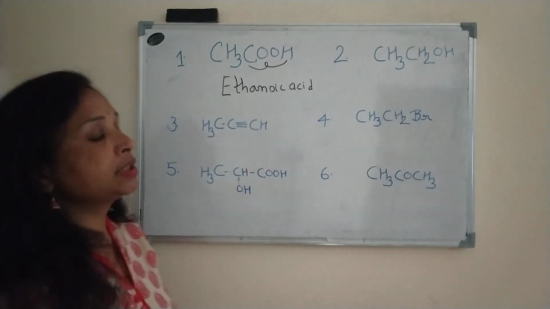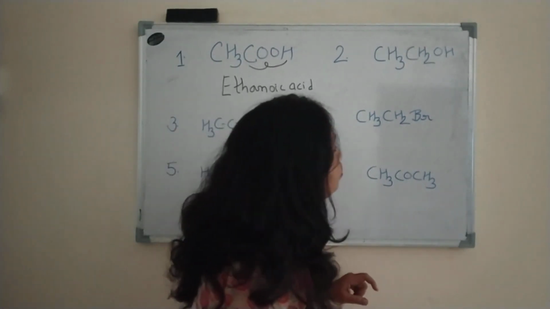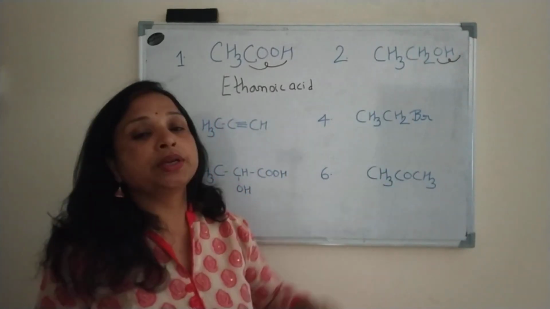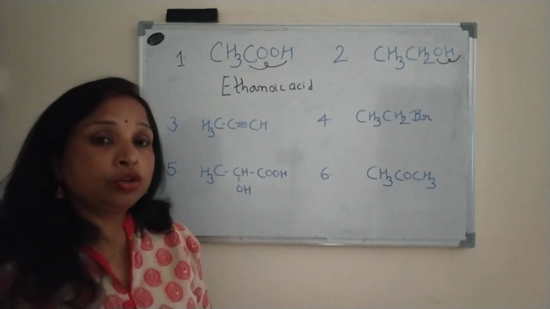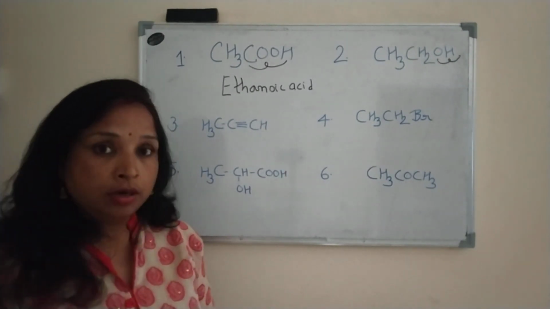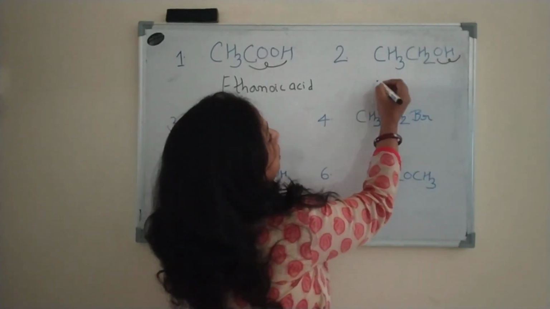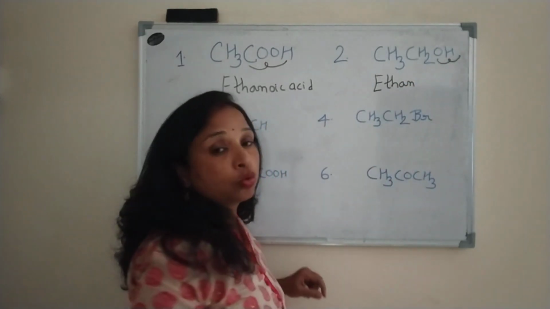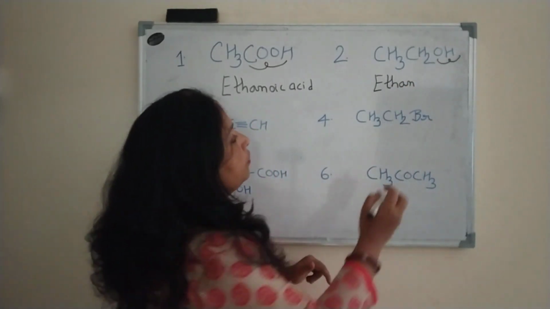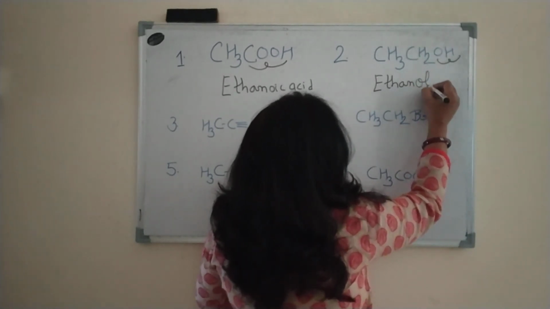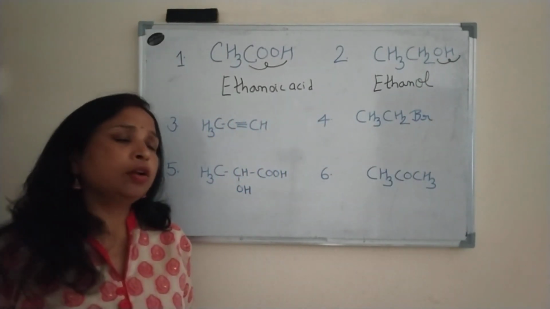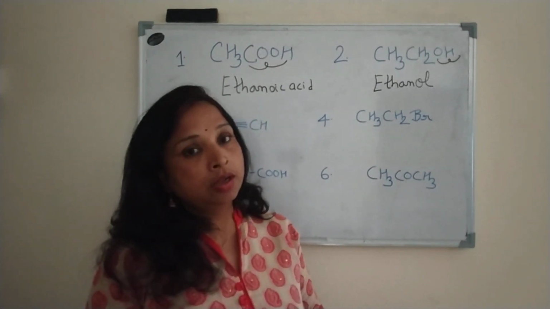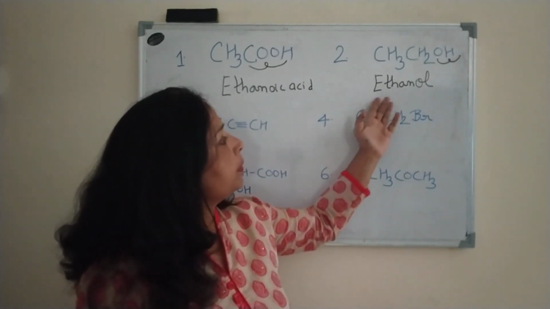Now move on to the second one. The formula is CH3CH2OH. We can recognize this functional group: it is OH, and for OH we have to use the suffix ol. The two carbons are there, so we write ethane, remove the E of ethane and add ol. You can write ethanol, ethan-1-ol is also right, or you can write ethane-1-ol like this also. So the name becomes ethanol.